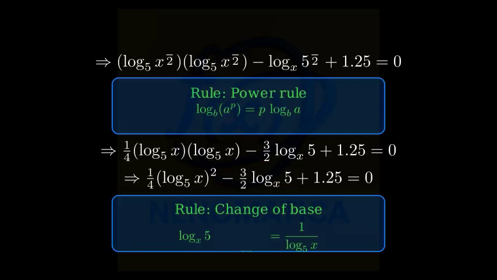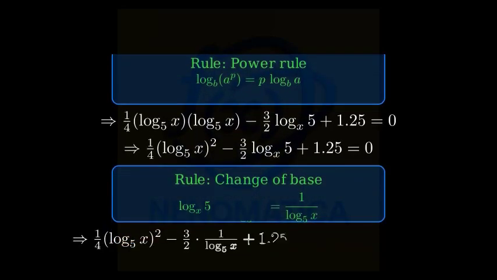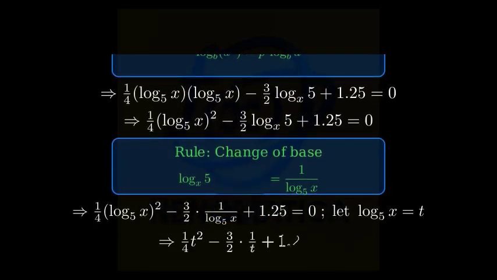Introduce the substitution t equals log base 5 of x. Step 5. Substitute t for log base 5 of x. Step 6. Replace 1.25 with 5/4 and multiply the equation by 4t to clear denominators. This yields a cubic equation.